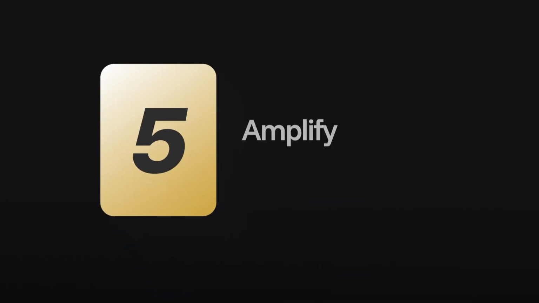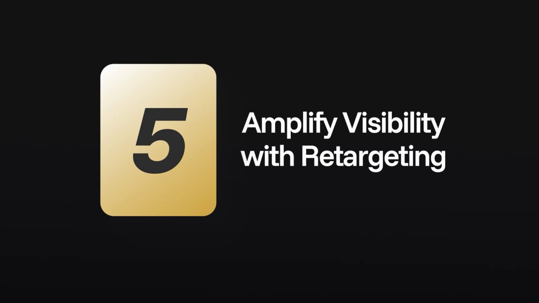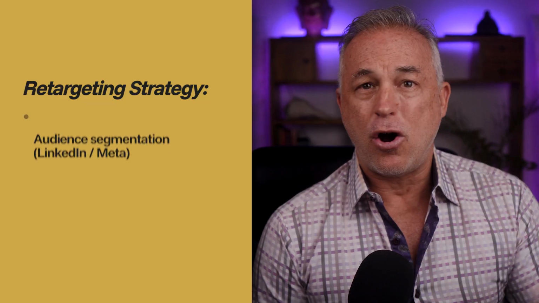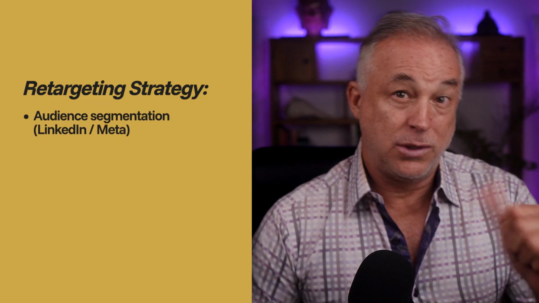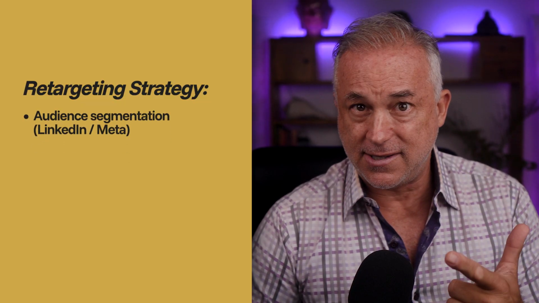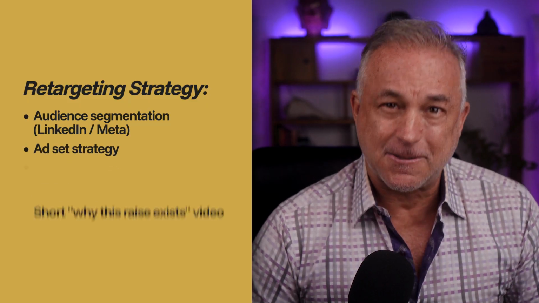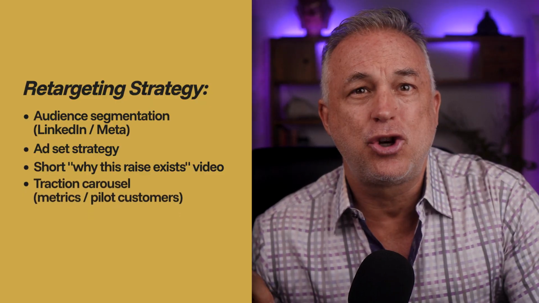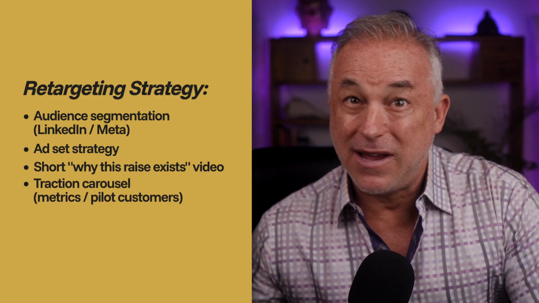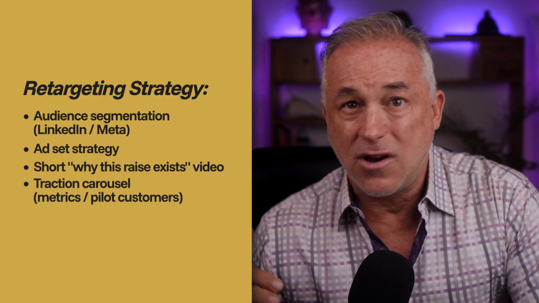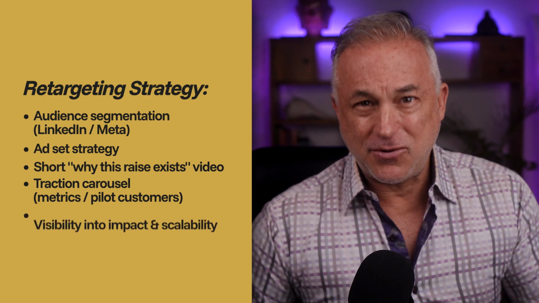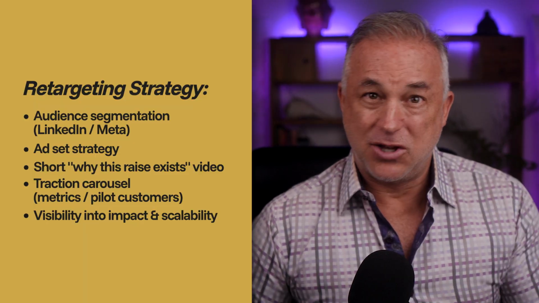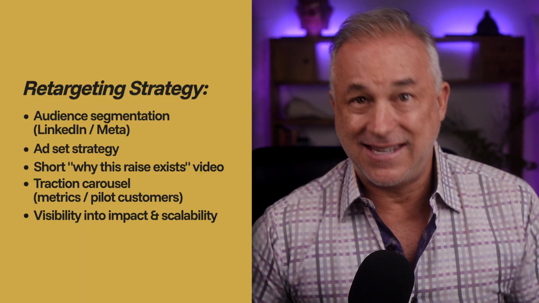Finally, we amplify visibility with retargeting. This is where things get really interesting. So we upload this list of investors and all email openers into LinkedIn and Meta audiences. Then we run 2 ad sets. A short why this raise exists video, and a traction carousel showing filtration efficiency, PFAS removal metrics, or pilot customers. Climate investors especially, they want visibility into impact and scalability, because retargeting makes sure they see both.